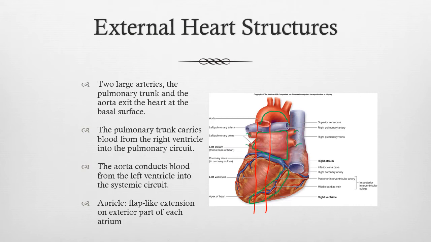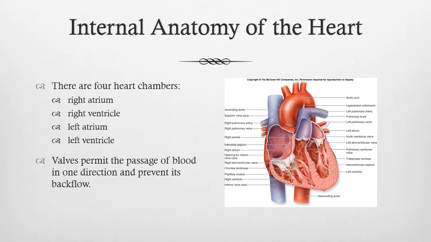Both of the atria have an extra little flap-like extension, which are the auricles. The auricles allow for a little bit of an extra expansion of the atria themselves, so we get a little bit extra blood inside of them.